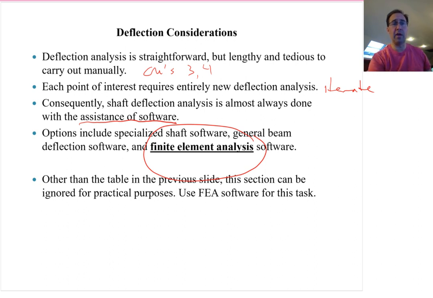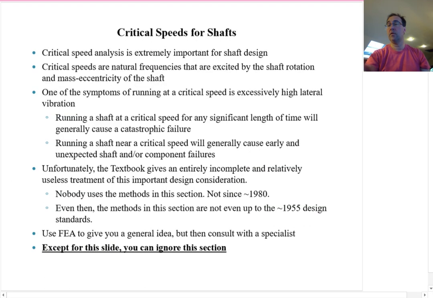As this last bullet says, other than this and the previous slide, this section can be ignored, and I strongly urge you to use finite element software for this task. Right? Boom, right there. That's what it was built for, so that engineers don't have to do this kind of stuff by hand like they used to. Okay? So that brings us to slide 23.